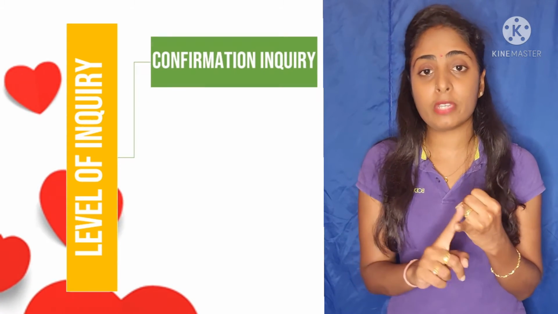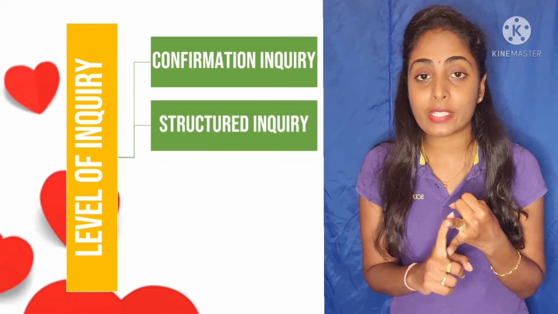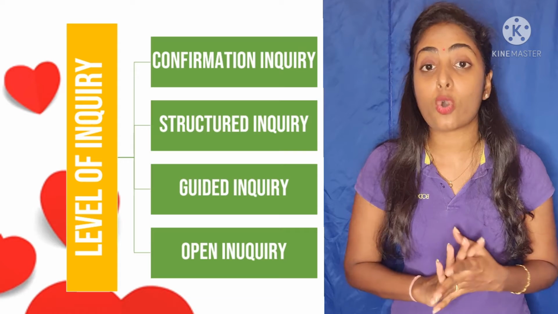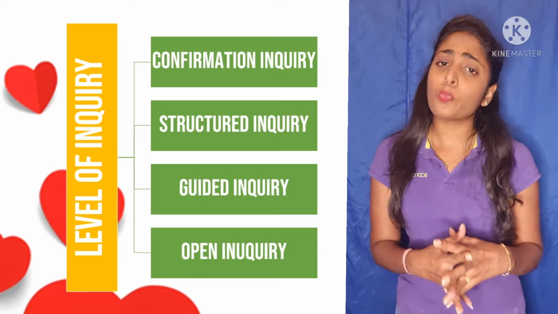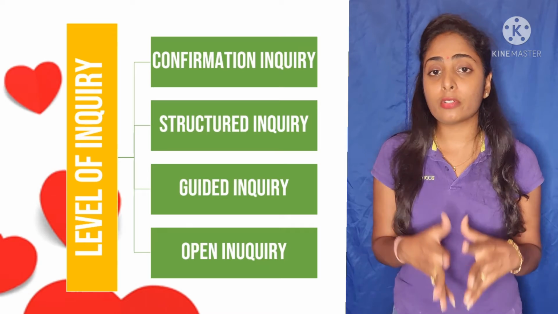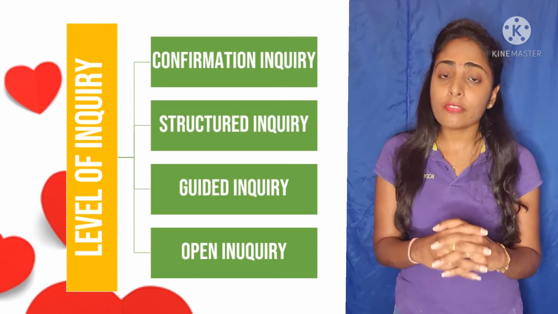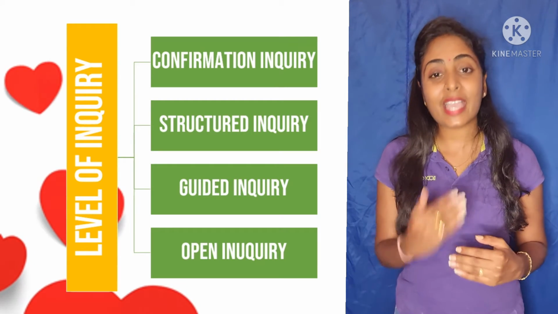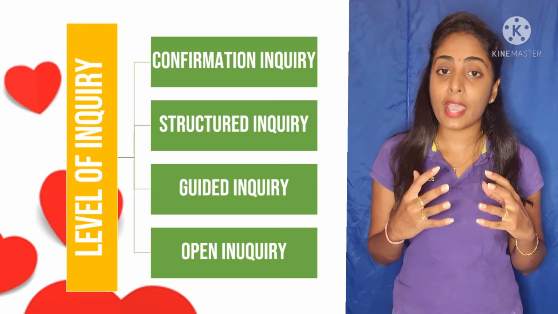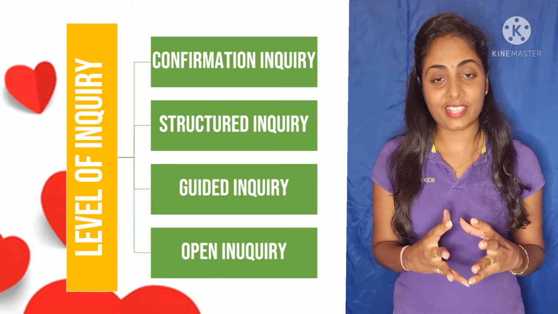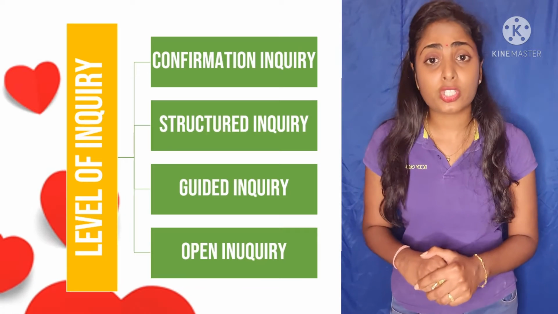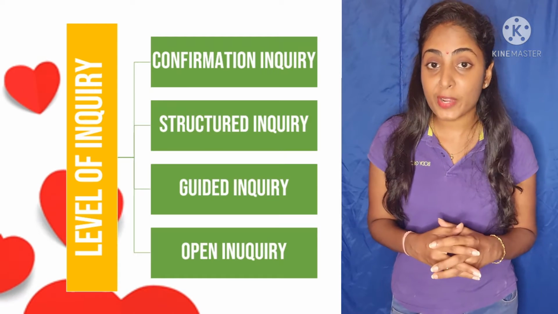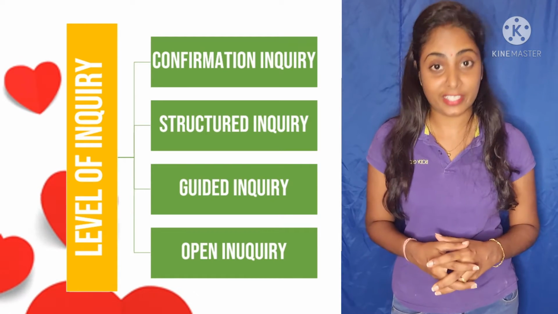The first level is confirmation inquiry, the second is structured inquiry, the third is guided inquiry, and the fourth is open inquiry. We made a small helicopter task to learn about these levels of inquiry. In confirmation inquiry, students know the results in advance and they conduct the experiment to confirm their results. The second level is structured inquiry. For example, students conduct the experiment by manipulating the variable and finding the results.